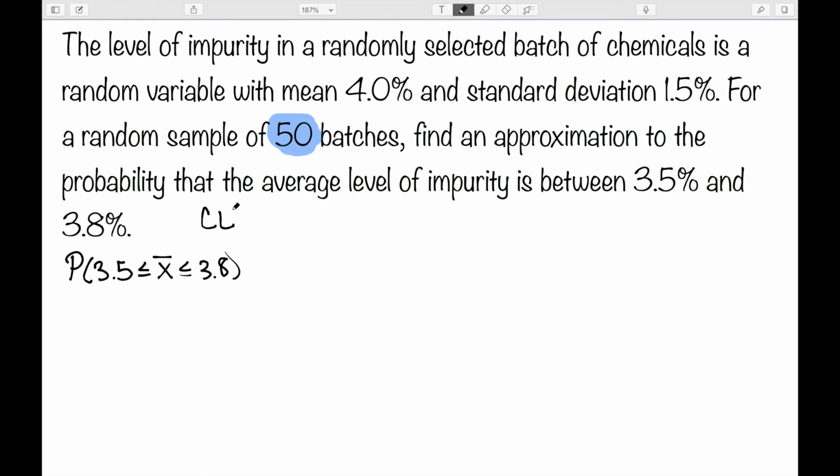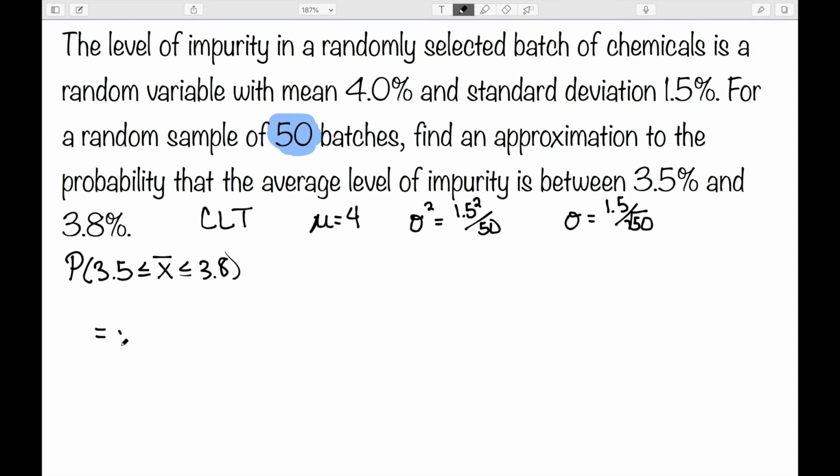Because I have a sample size, I'm using the central limit theorem. That tells me my mean is the same. My variance was the original variance over the sample size. So my standard deviation would be the original standard deviation over the square root of the sample size, since we just need to take the square root of this.